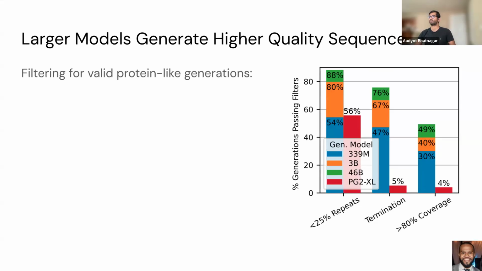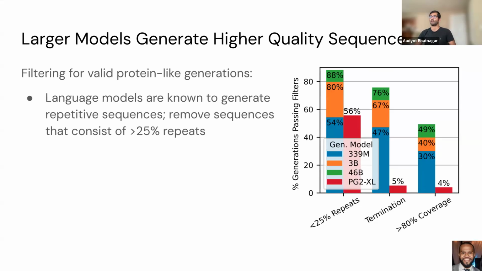To give you a sense of what protein-like actually means, first, we know that language models in general are known to generate really repetitive sequences. And so we remove sequences that consist of more than 25% repeats. Specifically, we use Tantan and remove all the sequences with more than 25% low complexity regions.